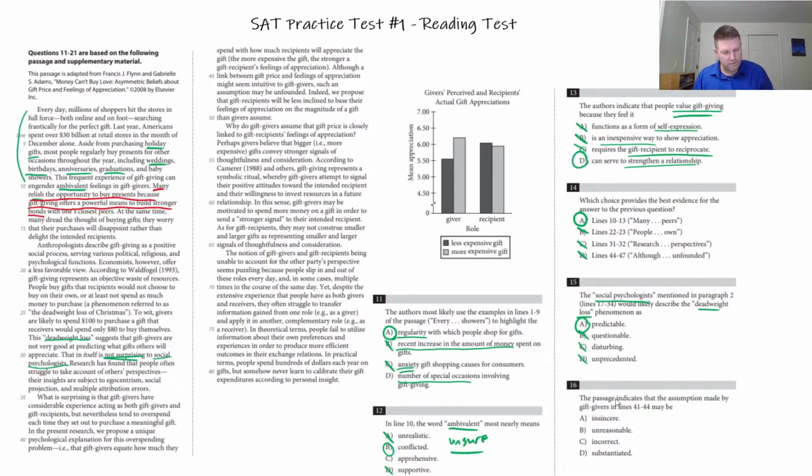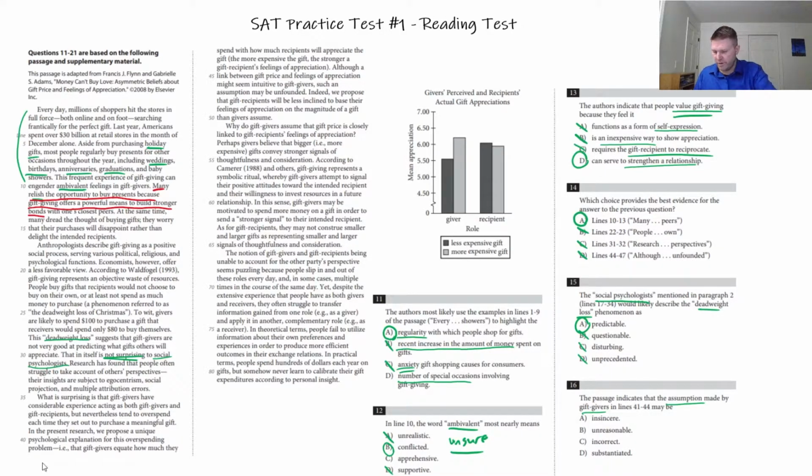Okay, now 16, this can be a little bit tricky, but you have to be careful about how you approach this and hone in on the piece of the question that makes this easy to answer. It's the assumption made by gift givers. So we've actually been talking about this the whole time. The thing that they're assuming is that the more money they spend on the gift, the more it will be appreciated. So that's the first thing you'd want to identify before even looking at these answer options: what is this assumption they're talking about in lines 41 through 44?